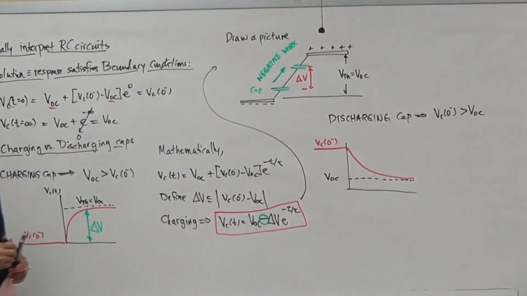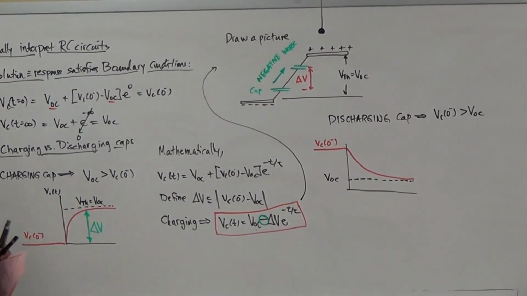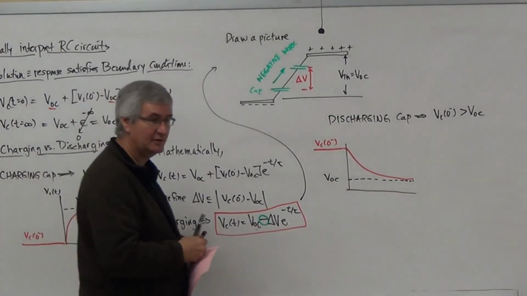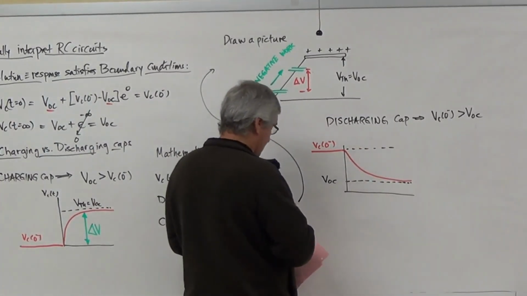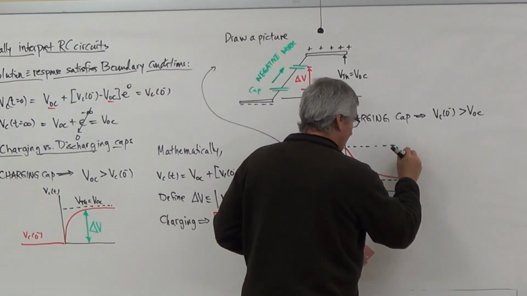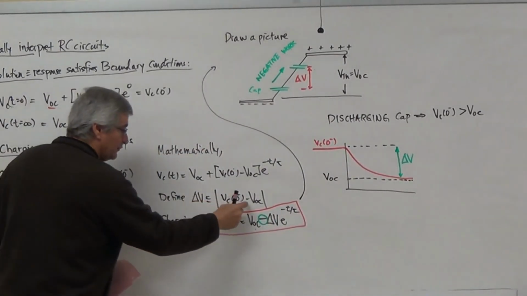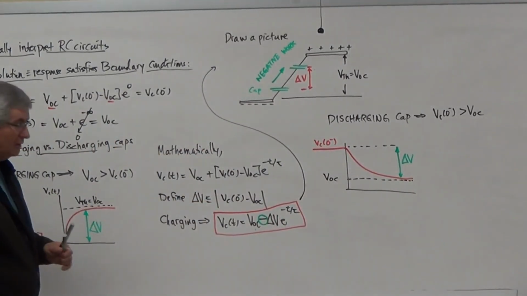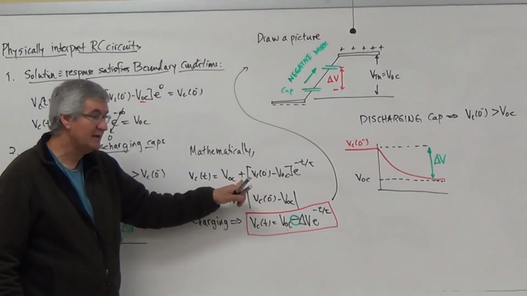VOC. Right? It's being forced to VOC here. And so what you're seeing here is that now there's a drop in this guy. And what am I calling this drop right here? I'm calling it delta V here. Right? Delta V is this difference. But this time, look at the sign here. Since that's bigger than this, I get a plus sign.